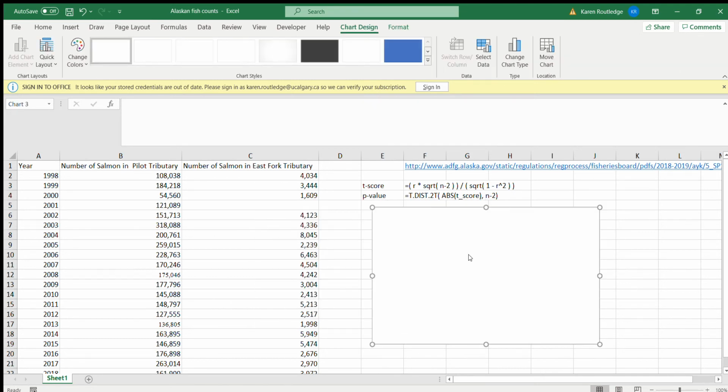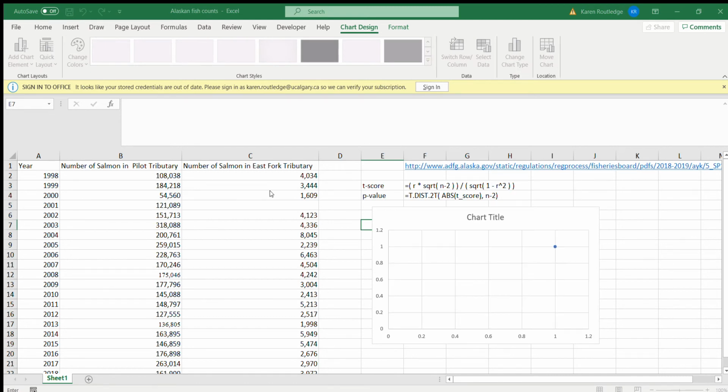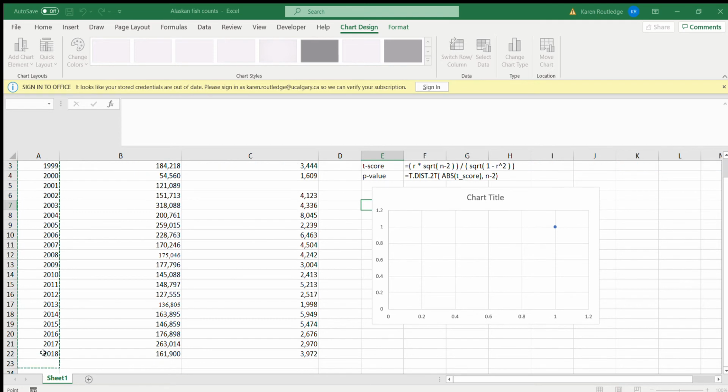We will right click, Select Data. We want to add data, so we have something to plot. The series name only applies if we have multiple x's and/or multiple y's. We only have one x and one y in this particular case, so we can skip series name. We'll go to the series X values. This is in fact our x values.